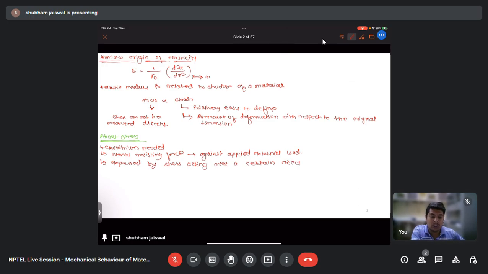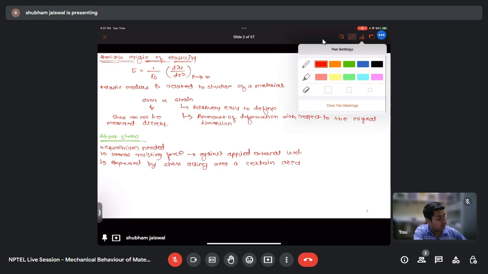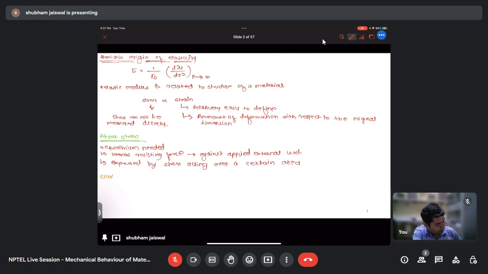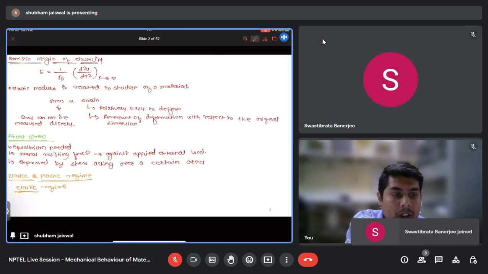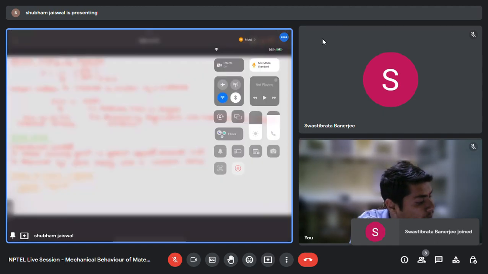Then we talked about the elastic and plastic regime of a material. What is the elastic regime? If the material is deformed and after removal of the external load it regains its original shape and size, that regime is known as the elastic regime.